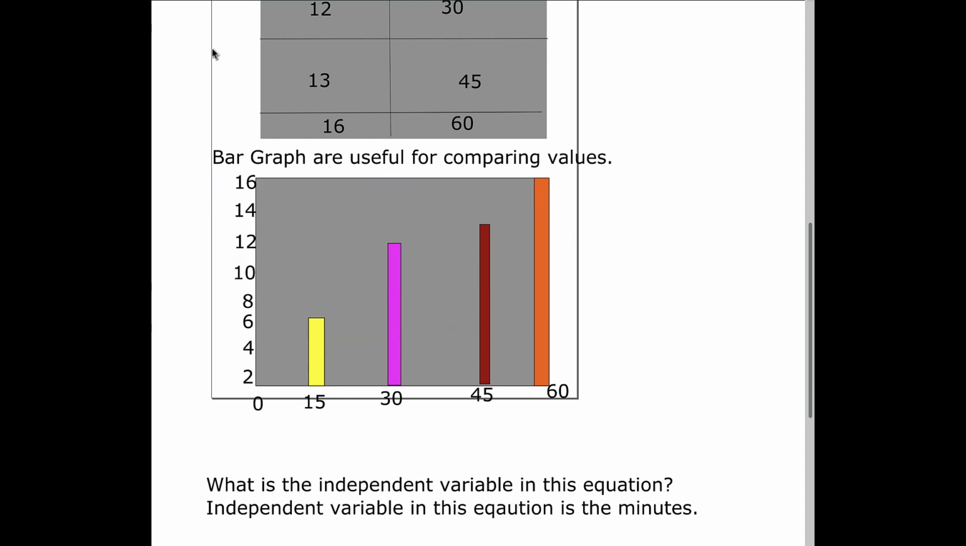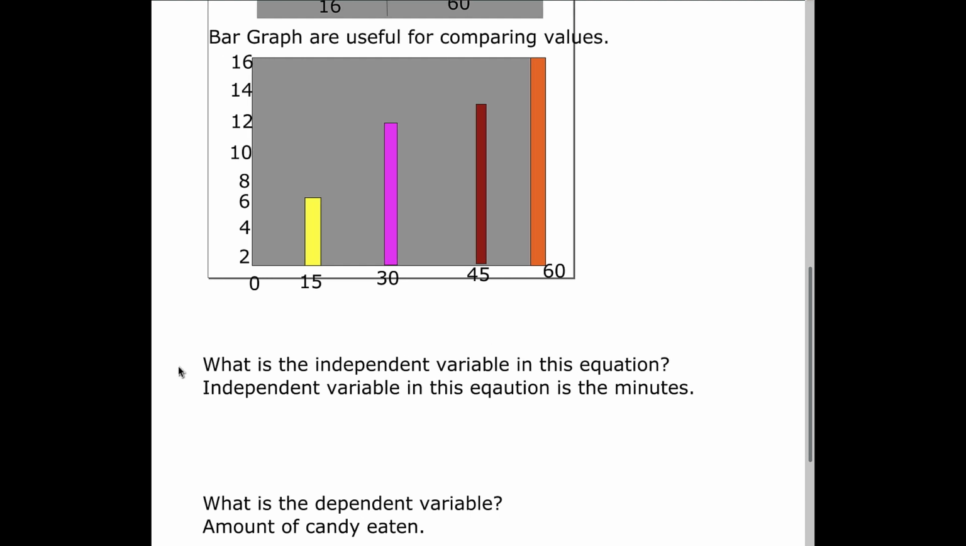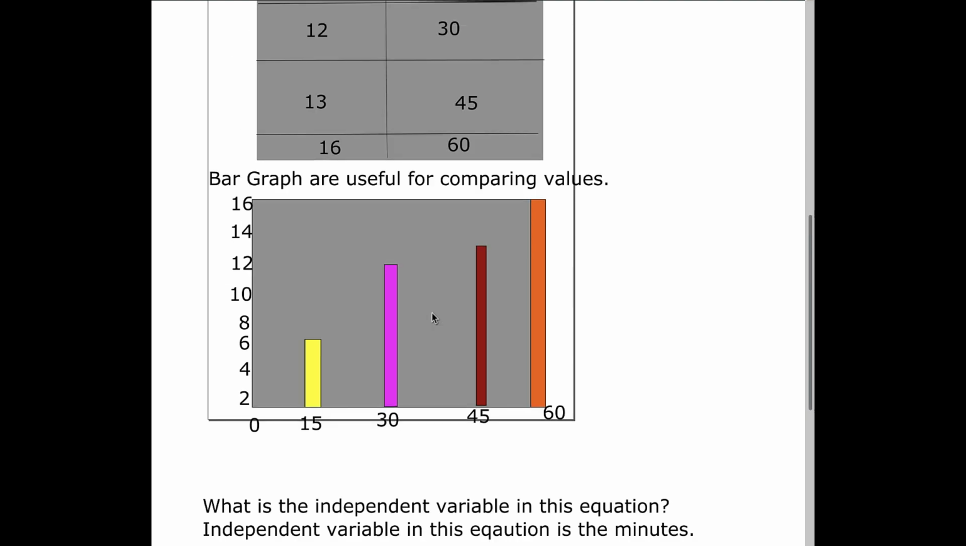So basically that is what we talked about today. The independent variable is the variable being changed by the researcher. Dependent is the data being collected. Bar graphs are useful for comparing values, and data tables are very important and can relate to graphs.